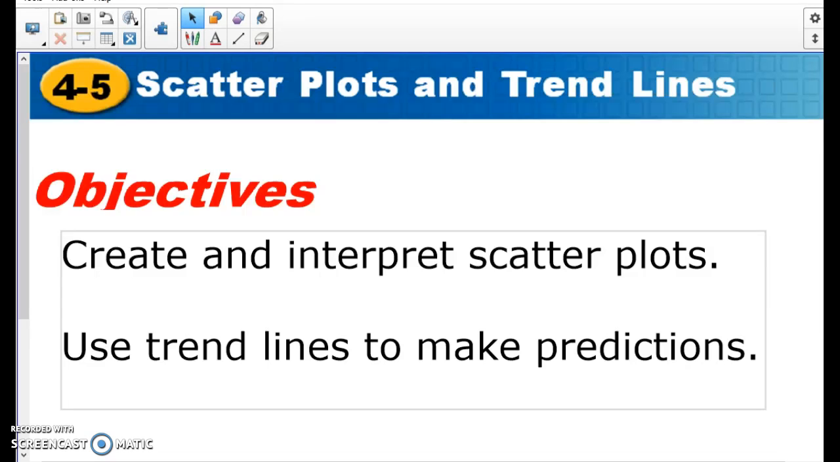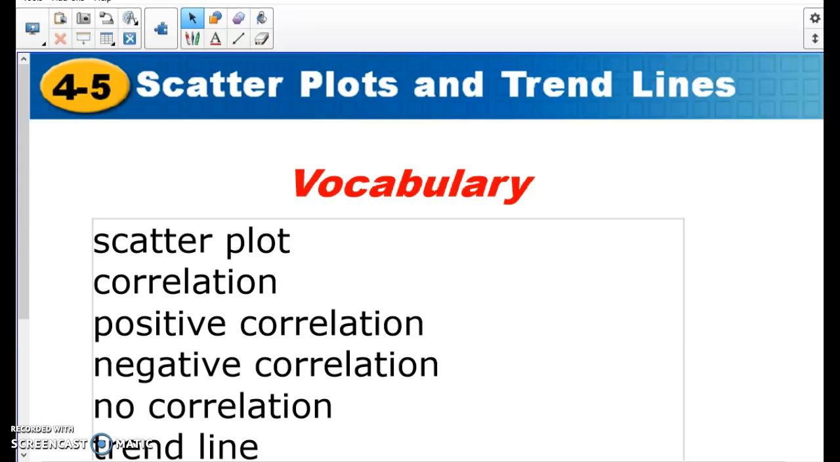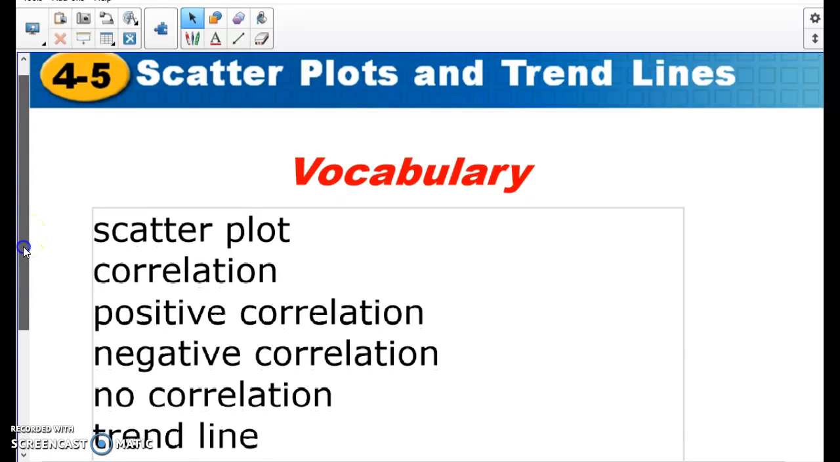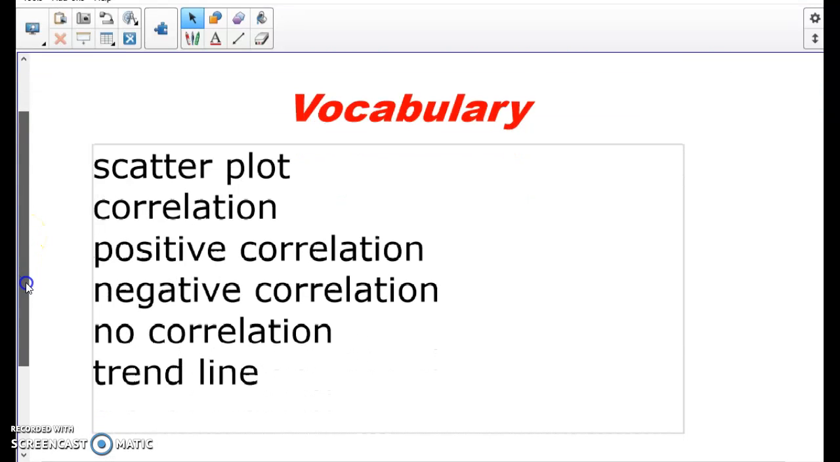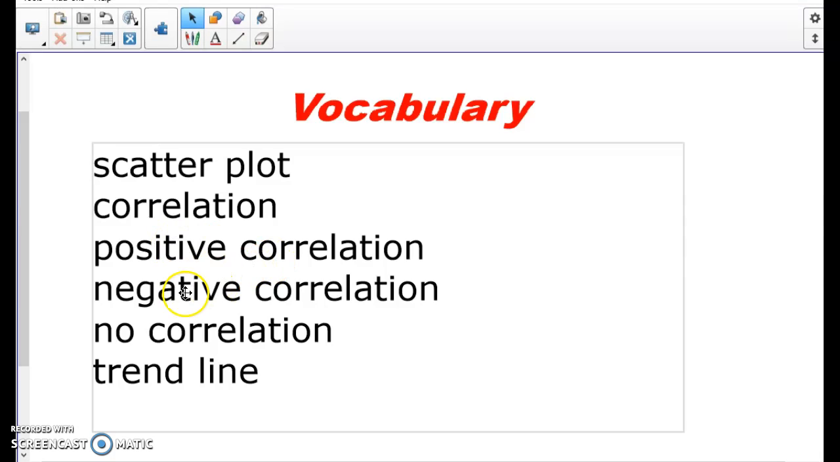This kind of goes along with 4-6 when we did the sequences. So scatter plots is basically putting those sequences on a graph and seeing if we can use it to predict what's going to happen next. So we need to know what a scatter plot is, correlation is. And there's three kinds of correlation. We have positive correlation, negative correlation, and no correlation. And then lastly, what a trend line is.